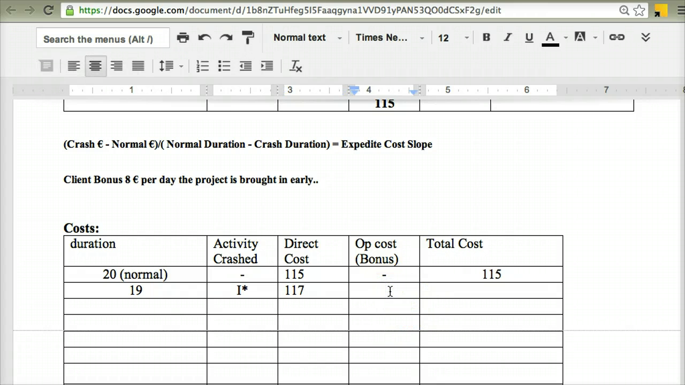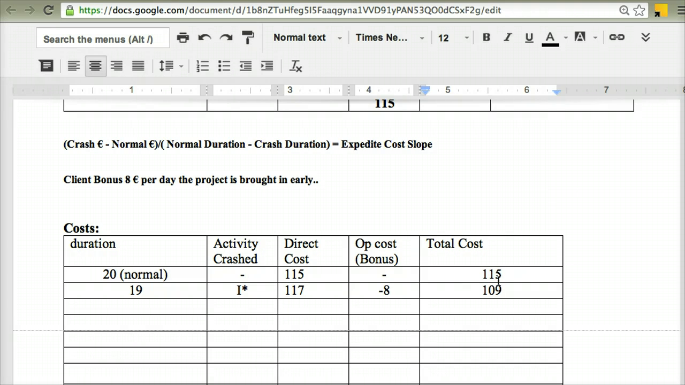The bonus or the opportunity cost, my client has offered me €8 for every day I bring this project in early. I want to balance off the costs of my activity versus the actual bonuses that I get on the other hand. And so what I'm going to say here is I'm going to put in -8 there. So my overall cost, if I do this, will be 117 -8, which will be 109 euro. And what I'm trying to do is I'm going to try and bring the overall total cost of my whole project as low as possible. And then that's when I know I've got the optimum schedule for my scenario.